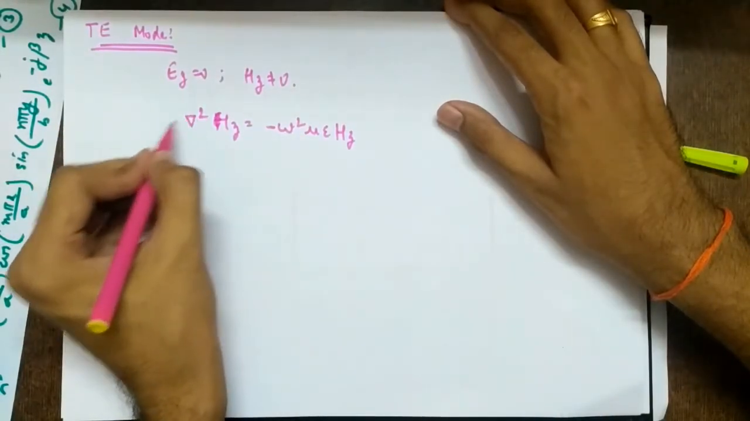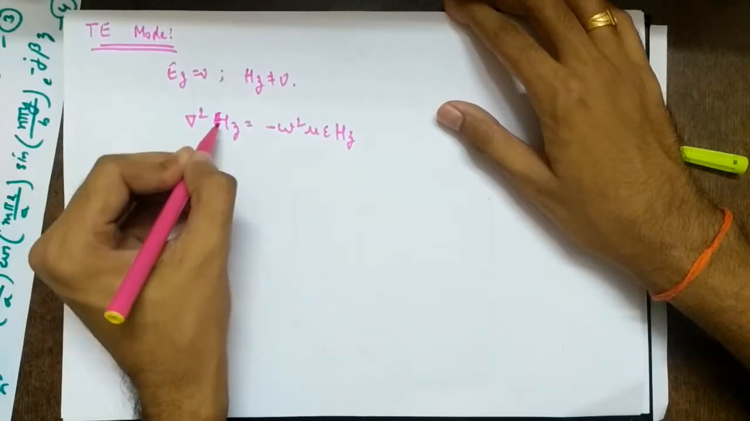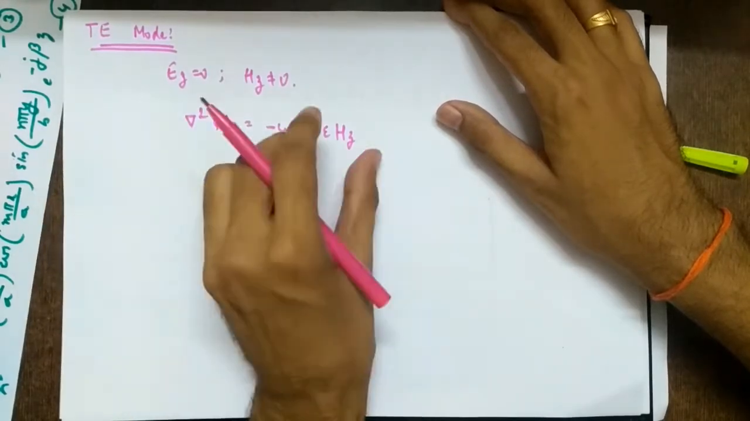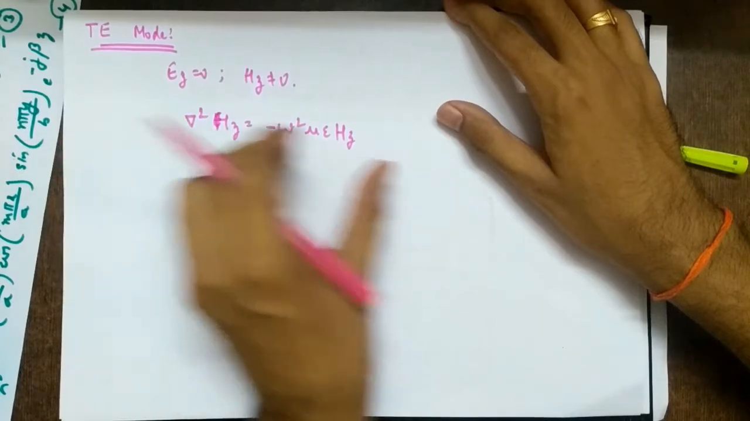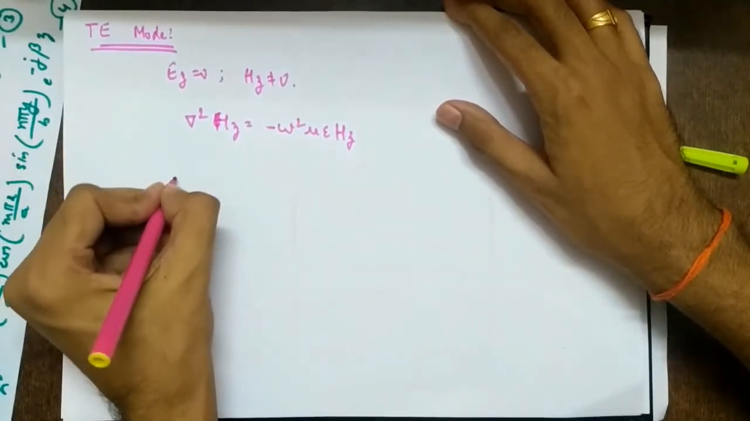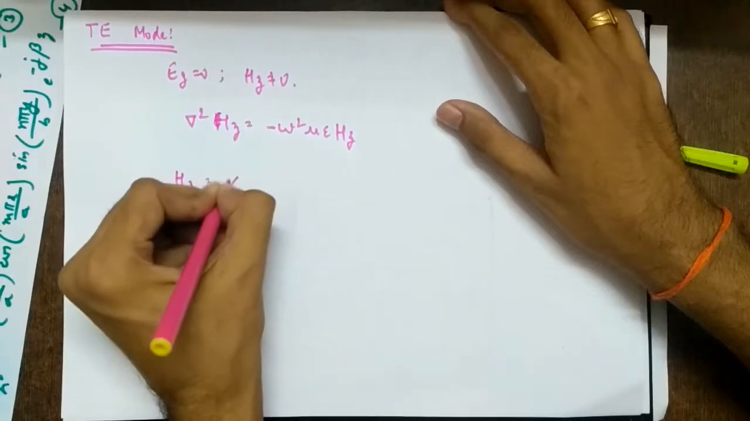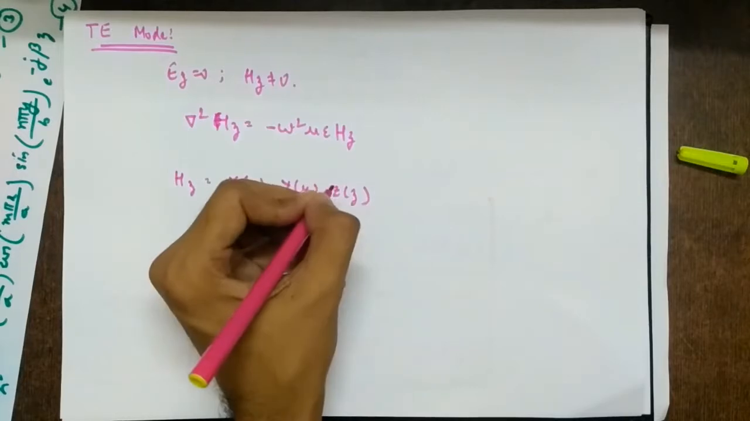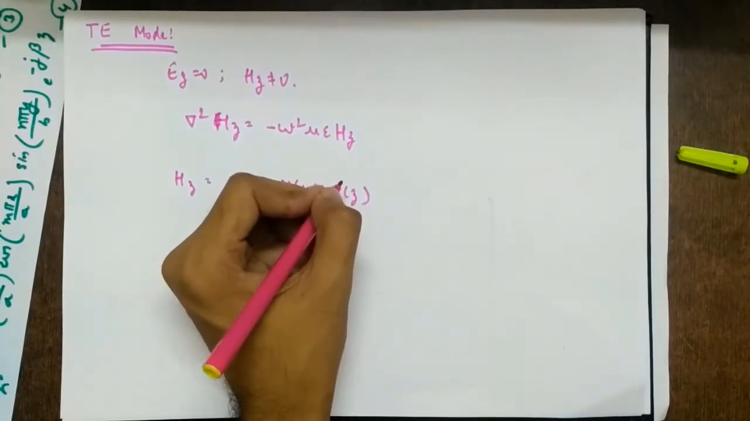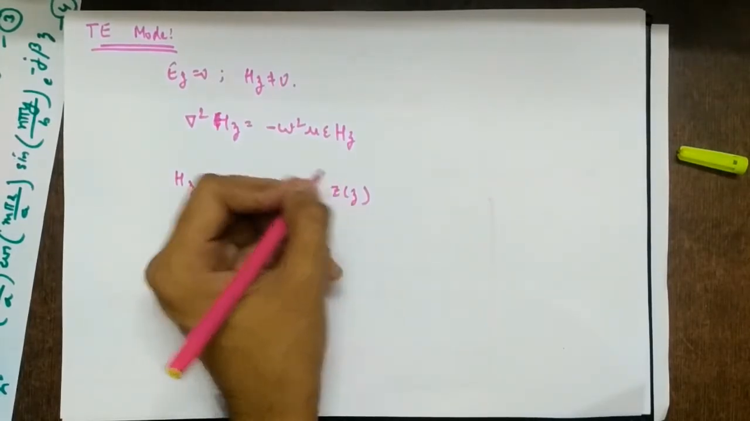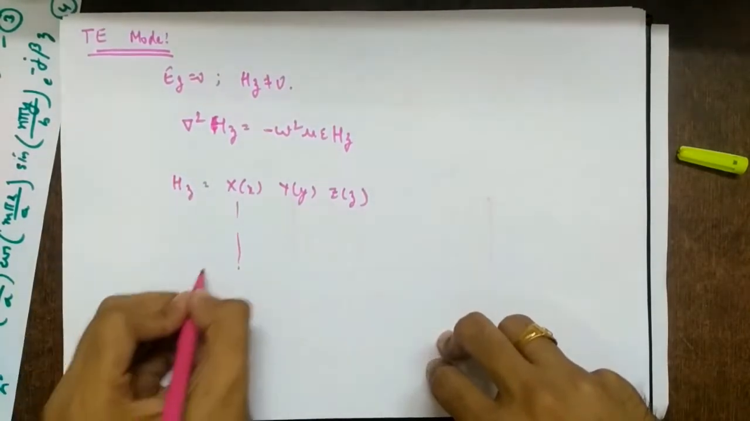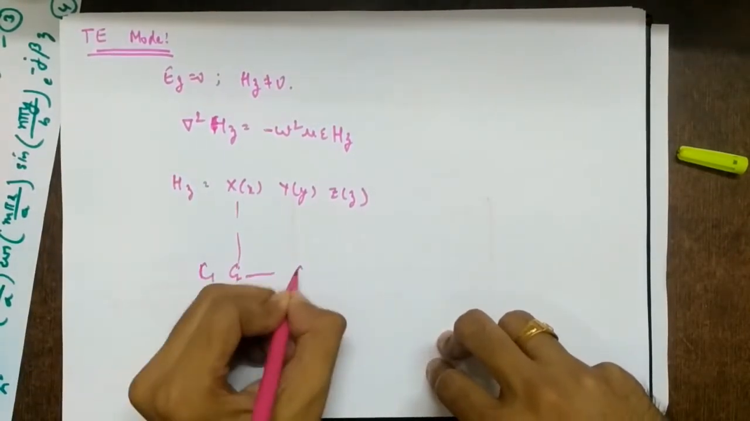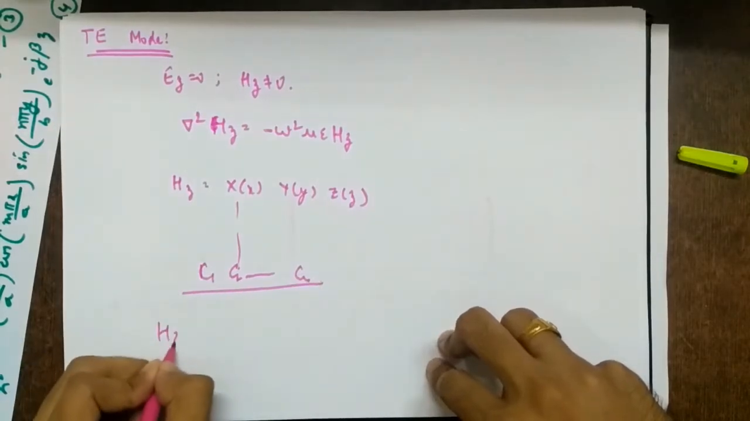What we will do: del square is del square by del x square plus del square by del y square plus del square by del z square. Then take this here, and we'll get one equation equal to 0. Then we will use separation of variables, so we'll say Hz is a function of x, y, z. Again, we'll solve this. Then we will have C1, C2 till C6. We'll find these values and finally get Hz. So this is the way you will solve. I'll directly write the Hz value.